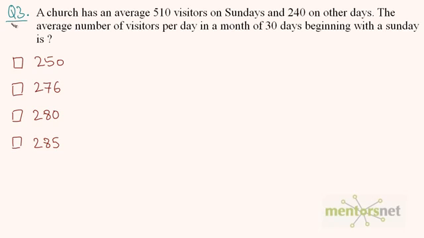Question number 3. A church has an average of 510 visitors on Sundays and 240 on other days. The average number of visitors per day in a month of 30 days beginning with a Sunday is. So the month is of 30 days and begins with a Sunday. So the number of Sundays is equal to 5.